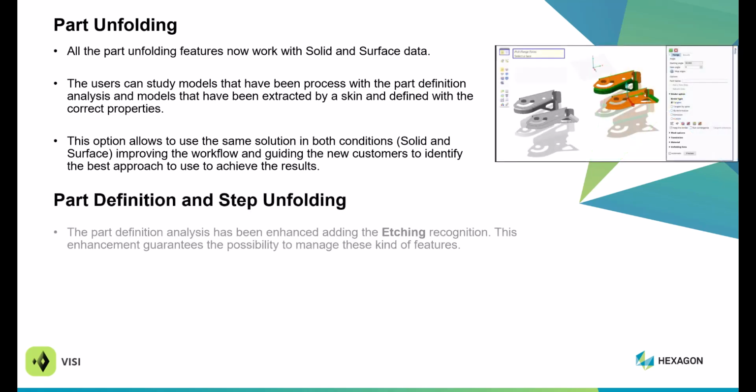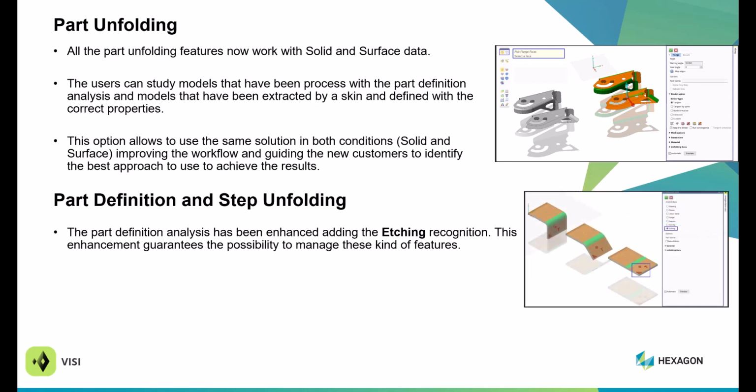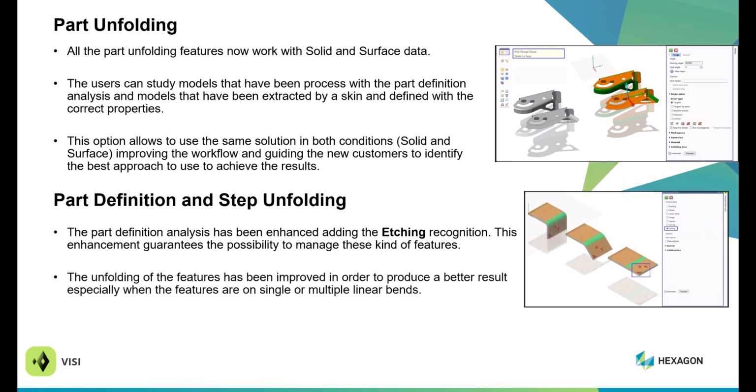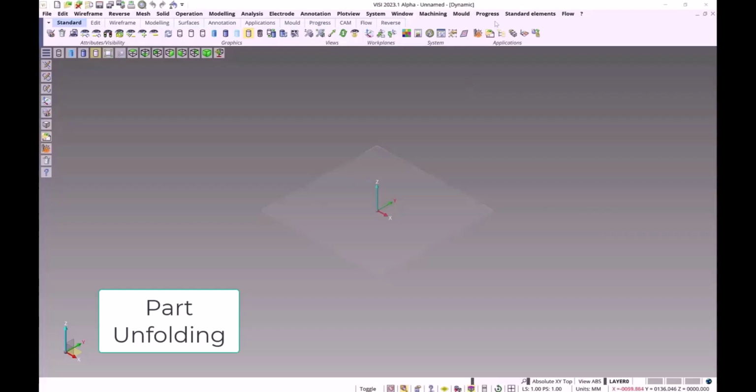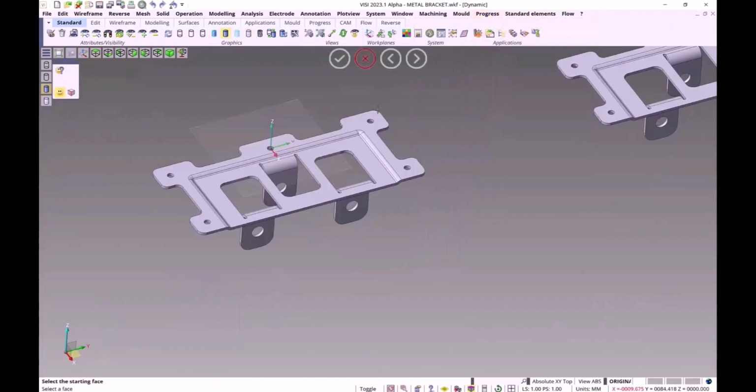Within part definition step unfolding, this part has been enhanced to define the analysis of etching recognition. This enhancement guarantees the possibility to manage these kinds of features. The unfold of these types of features have been improved to achieve better results, especially when the feature is a single or multi-linear bend. So I'll go into part unfolding.